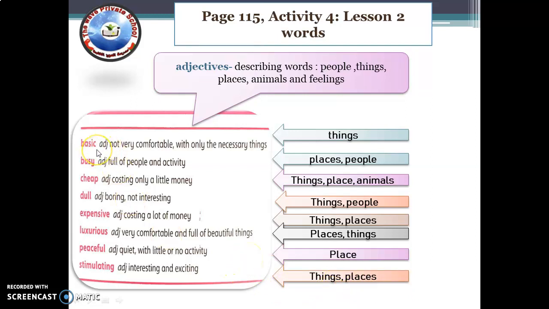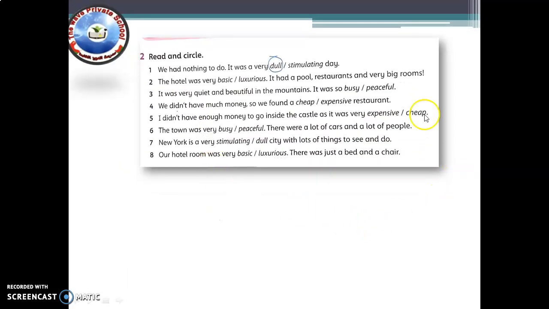So again, let's try to read each one. Basic, busy, cheap, dull, expensive, luxurious, peaceful, stimulating. Now next, let's try to read and circle. Number 1 is done for you. We had nothing to do. It was a very dull, stimulating day.